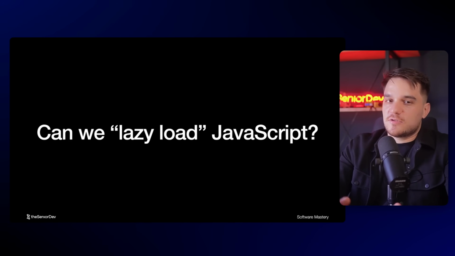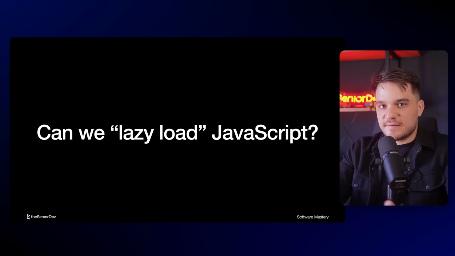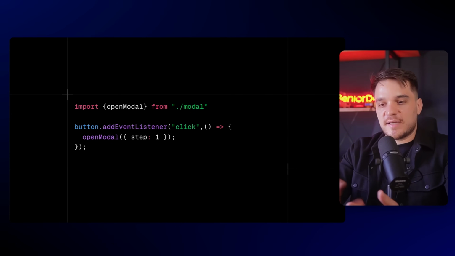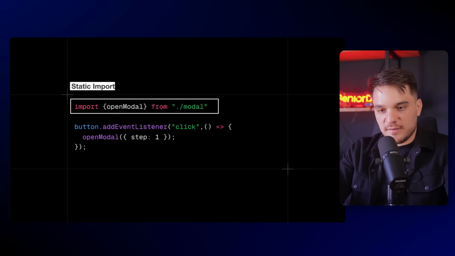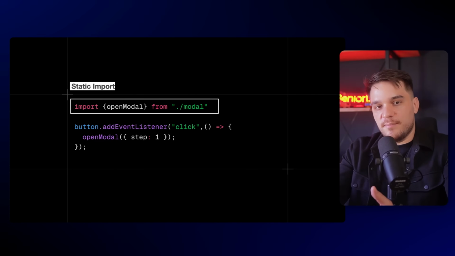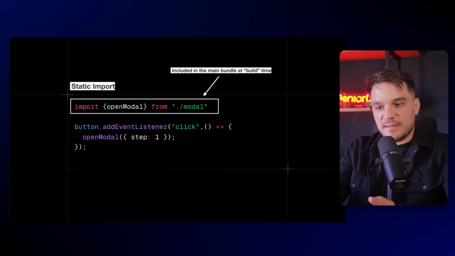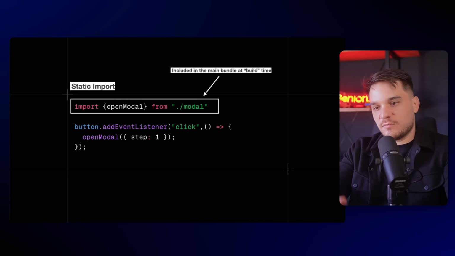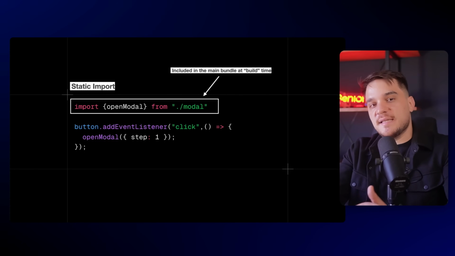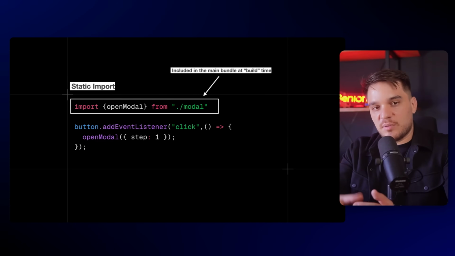Now, can we lazy load JavaScript? And the answer is yes. But to do so, we need to rely on dynamic imports. Traditionally in your code, you probably use static imports like this one. This kind of import is evaluated by the module bundler at build time. So whenever we run our build before we deploy the application, that will be interpreted and it will all be added in a single bundle. It will be included in the main bundle and then shipped to the browser, and then the browser will execute that as soon as it gets it. Basically, it becomes one of those critical assets that blocks rendering.